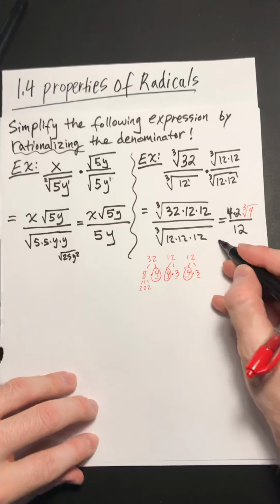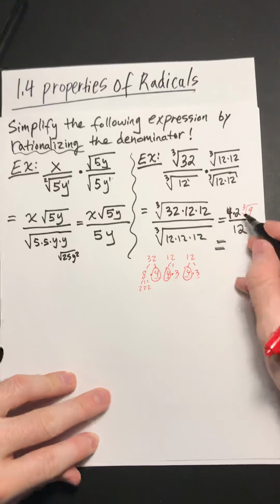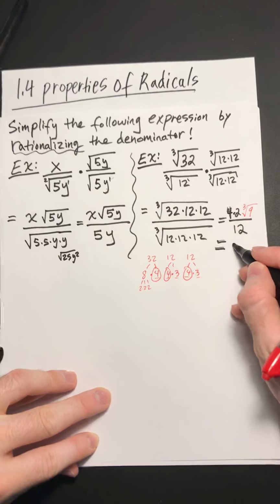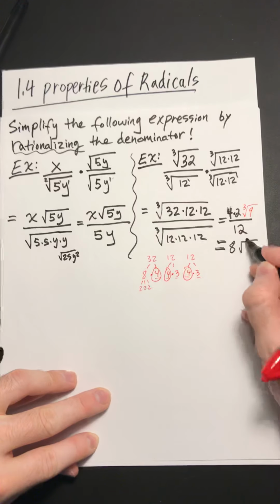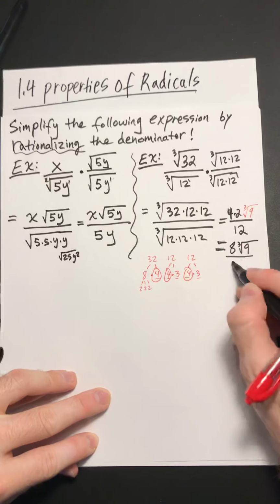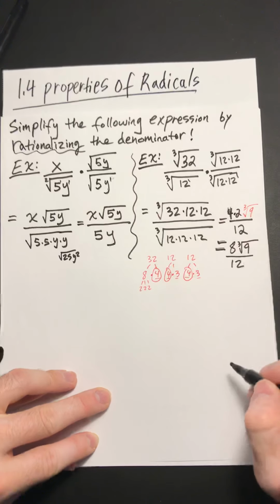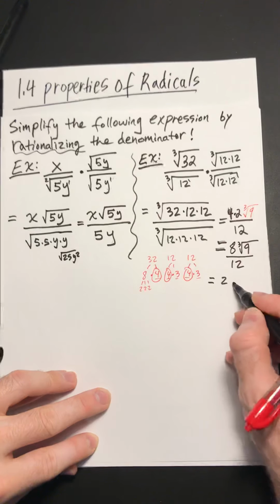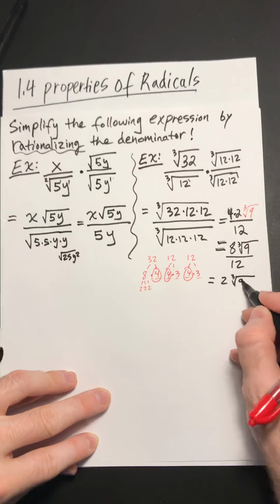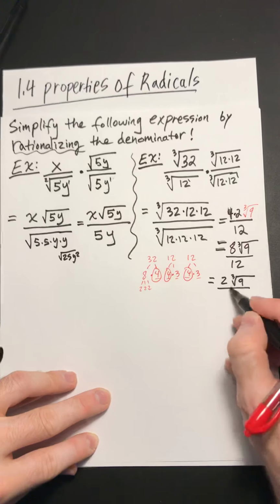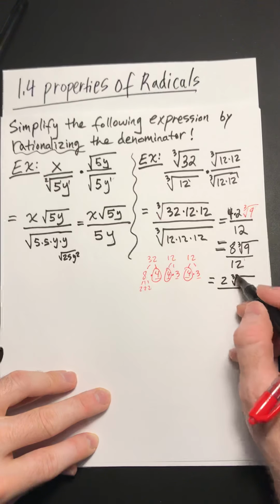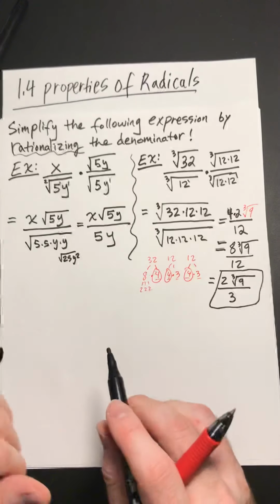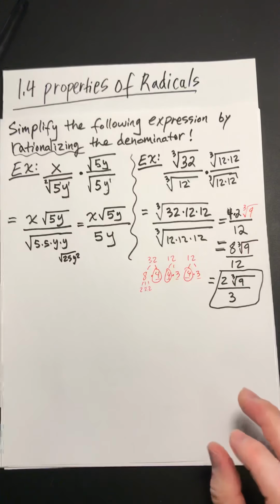So this ends up being 4 times 2. Oh, this is like a double line, okay? That's 8 cube root of 9 over 12. Now 8 and 12, that can reduce. So let's see, a 4 can come out of both of those. So that's 2 cube root 9 over, well, 3. Okay? And this will be our answer right here.